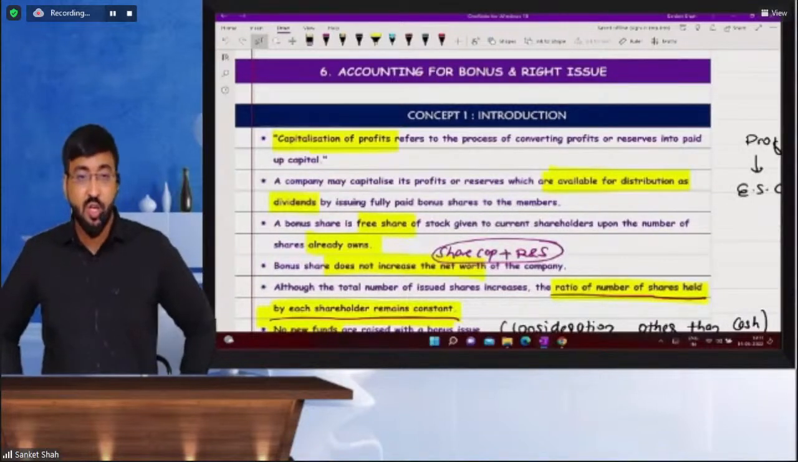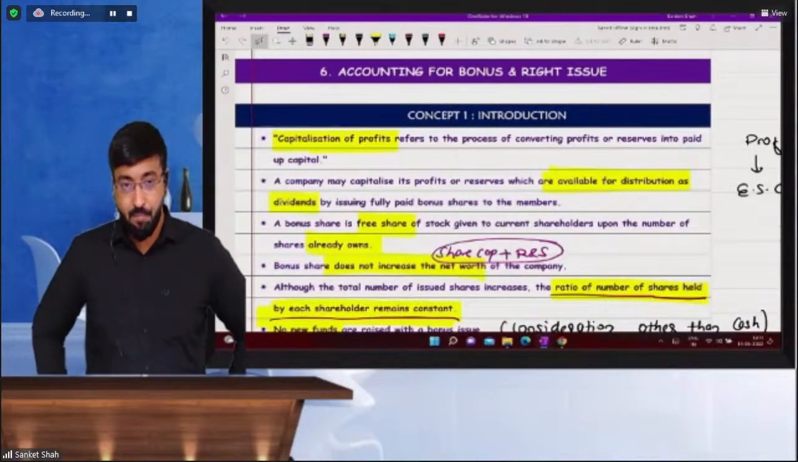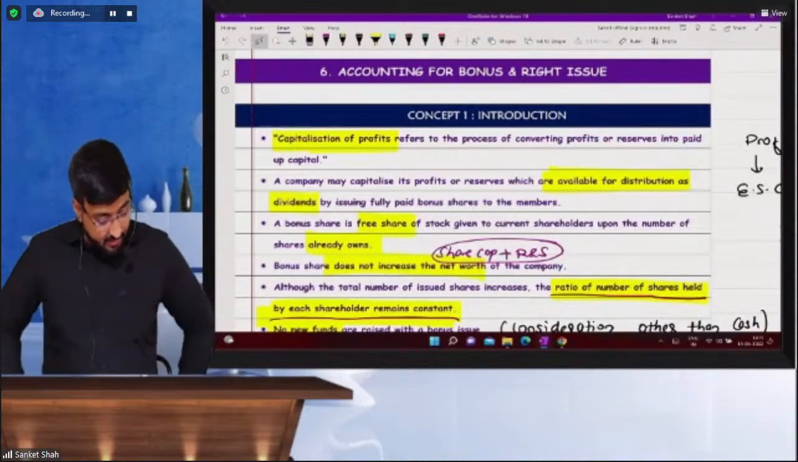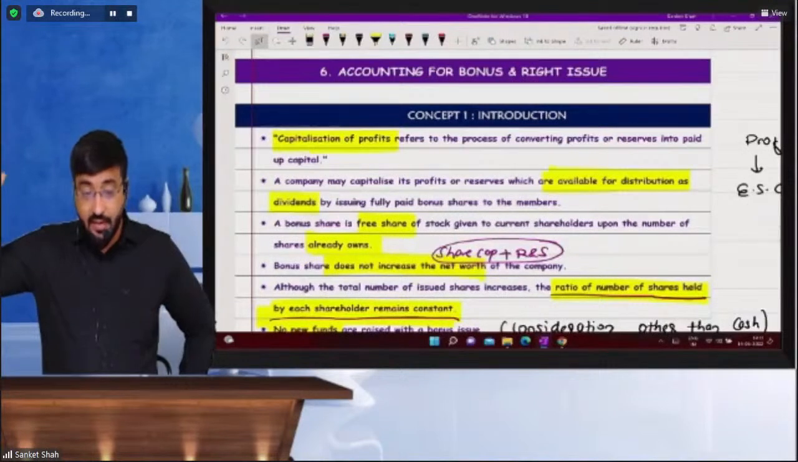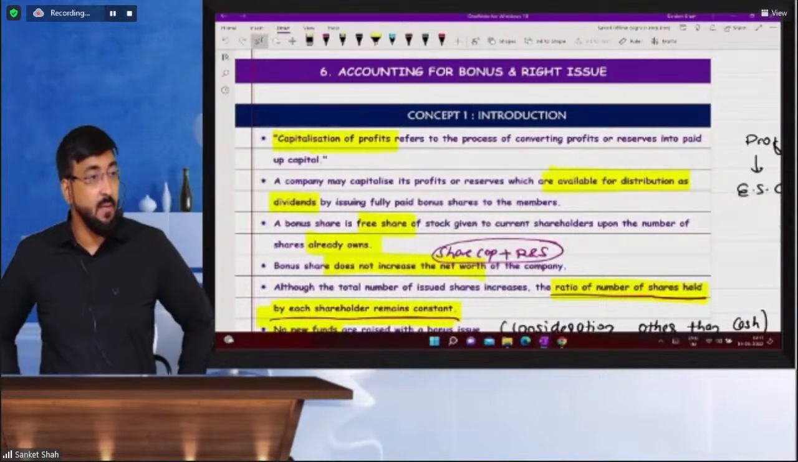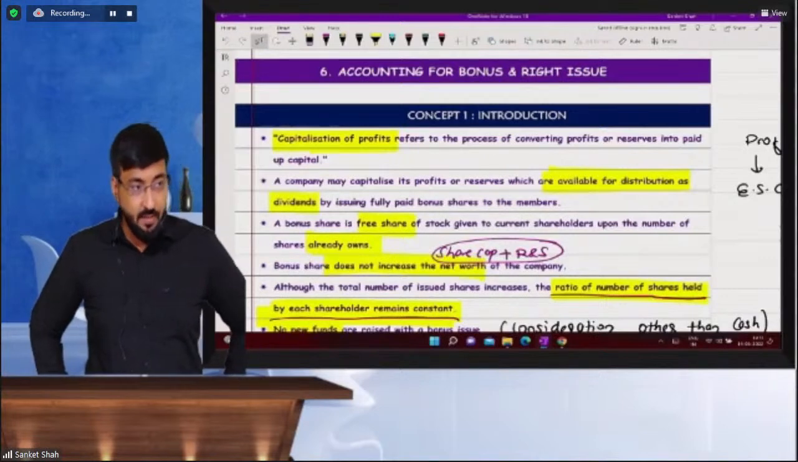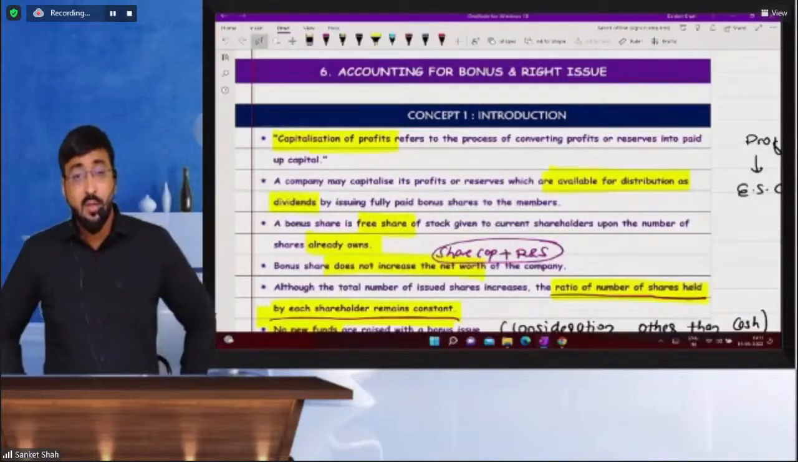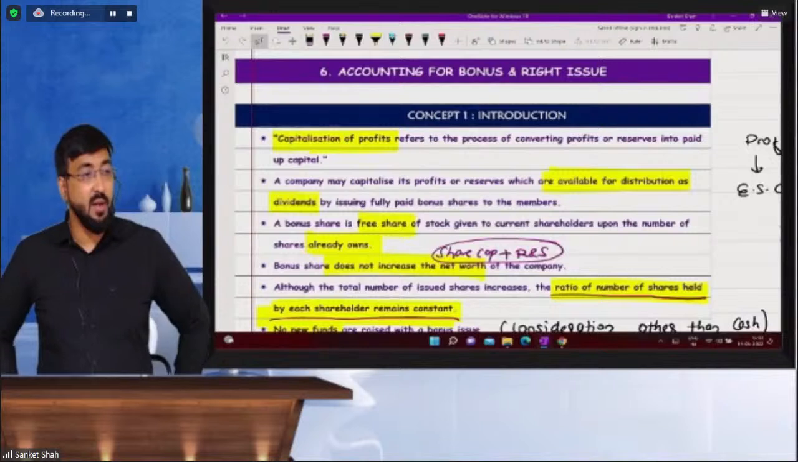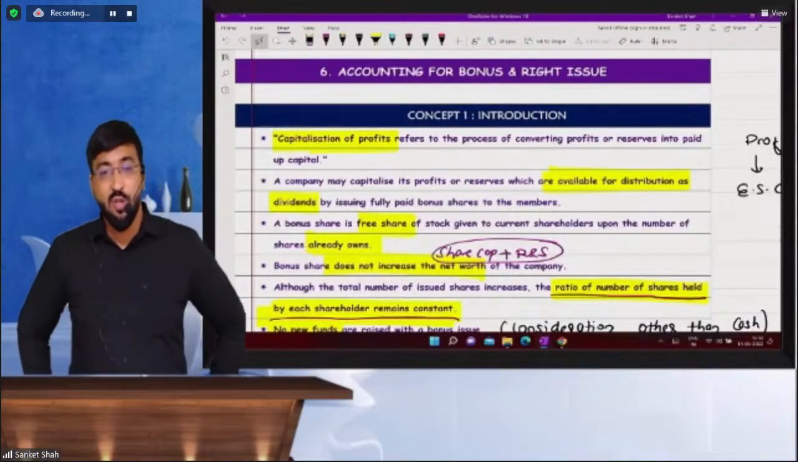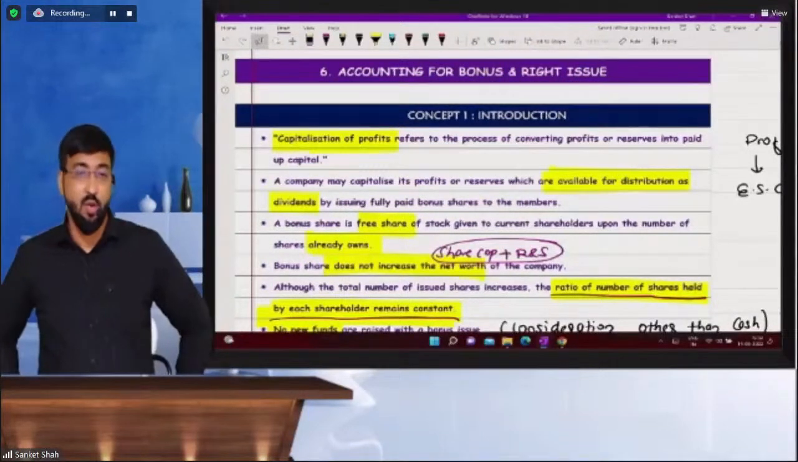If shares are partly paid, in that case there are three entries. First entry, final call account debit to equity share capital. Second entry, general reserve account debit and P&L account debit to bonus to equity shareholders. And the last entry will be bonus to equity shareholders account debit to final call.